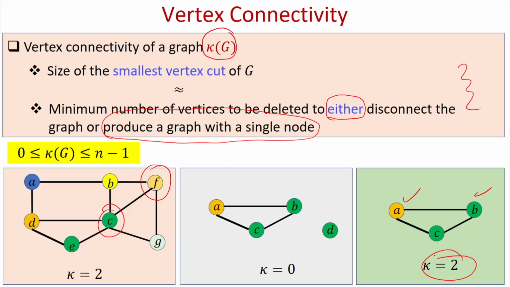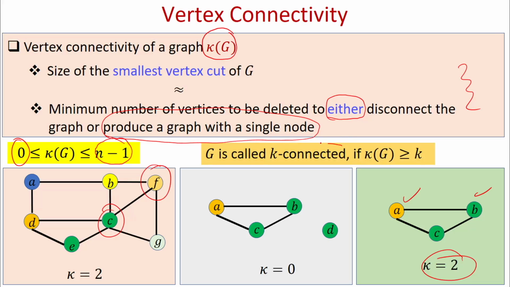So it turns out, and it is easy to verify, that the vertex connectivity of a graph will always be in the range 0 to n minus 1, where n is the number of nodes in your graph. Because if your graph is already disconnected, then you don't need to delete any vertex. Your vertex connectivity will be 0. Whereas if your graph is a complete graph, then you need to delete up to n minus 1 nodes to produce a graph with a single node. Okay.